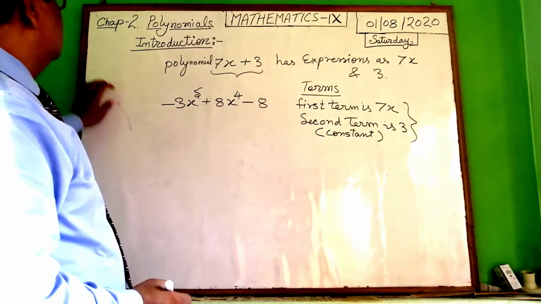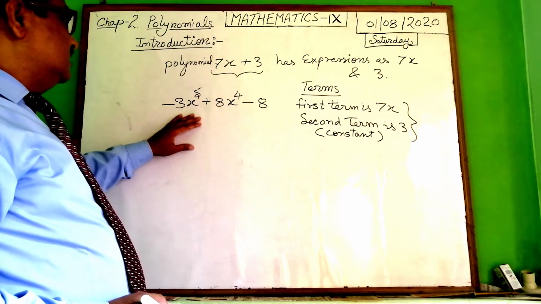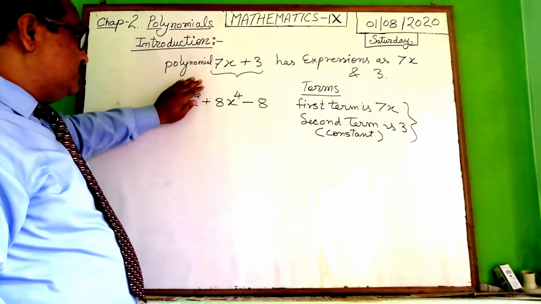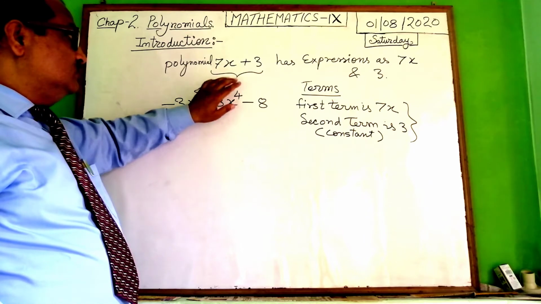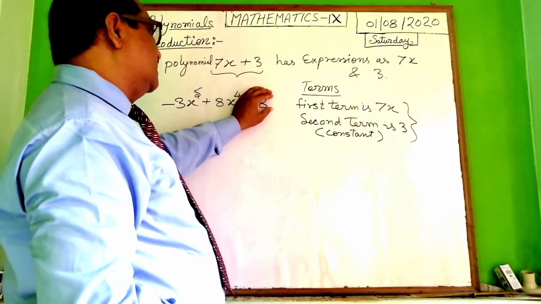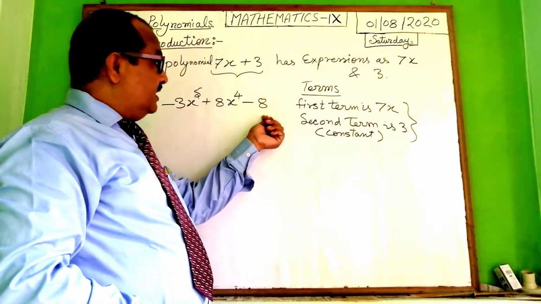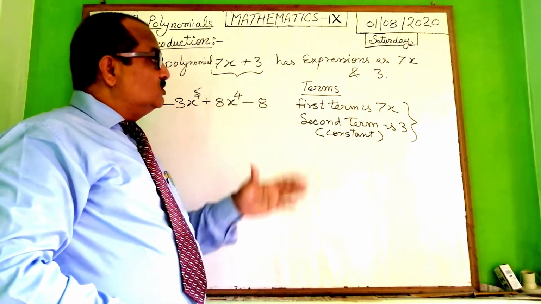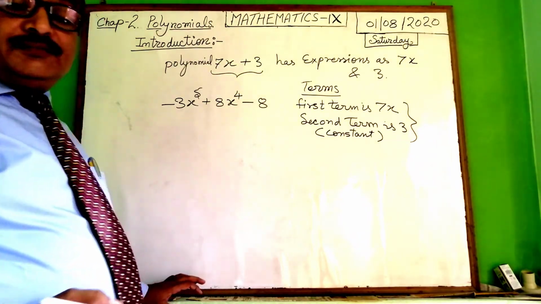So you can see in this polynomial how many terms are there. You can see minus 3x to the power 5 is the first term, and plus 8x to the power 4 is the second term, and the third term is minus 8, that is a constant. Minus 8 is also a term of this polynomial. So students, in this way you can identify the number of terms.